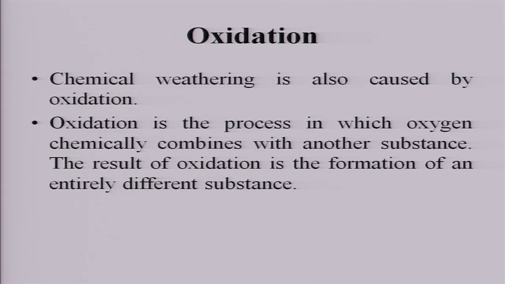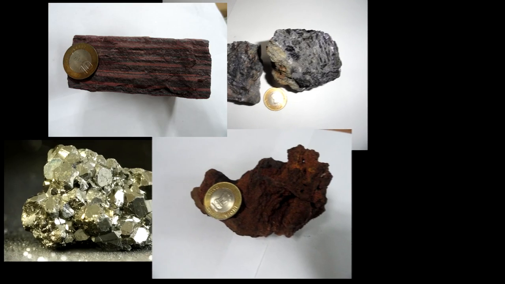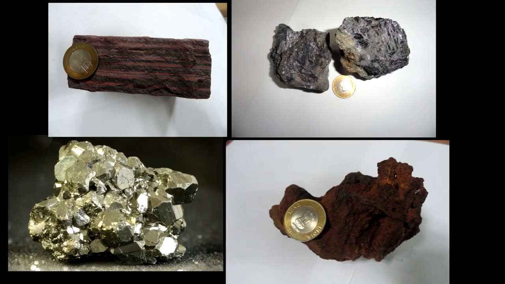Oxidation. Since oxygen is present in the atmosphere, chemical weathering can take place. Oxidation is the process in which oxygen chemically combines with other substances. The result of oxidation is the formation of an entirely different substance. You must be familiar that certain iron minerals get rusted when they are exposed to the atmosphere. This is because they are easily attacked by oxygen. Good examples are magnetite, pyrite, and dark colored ferromagnesian minerals.